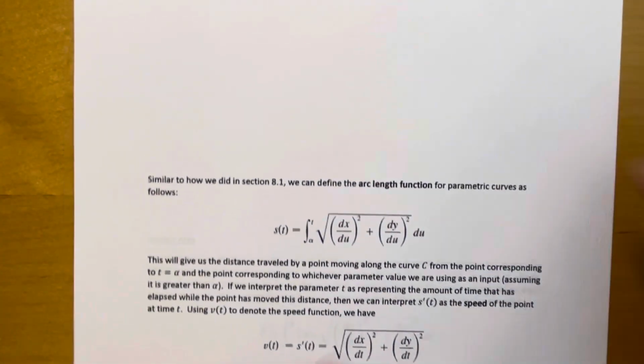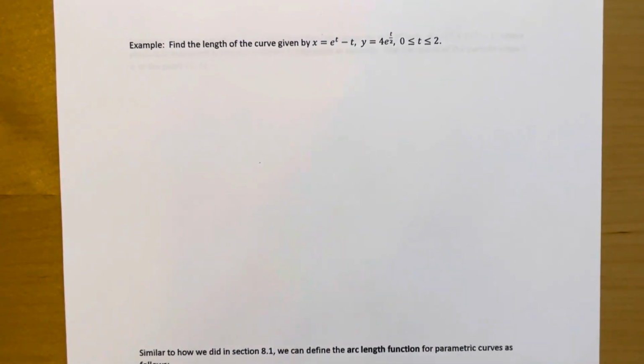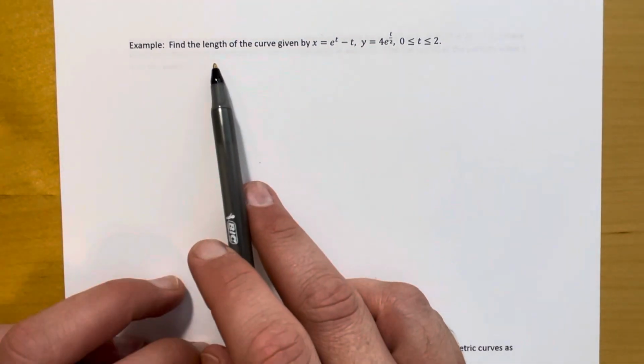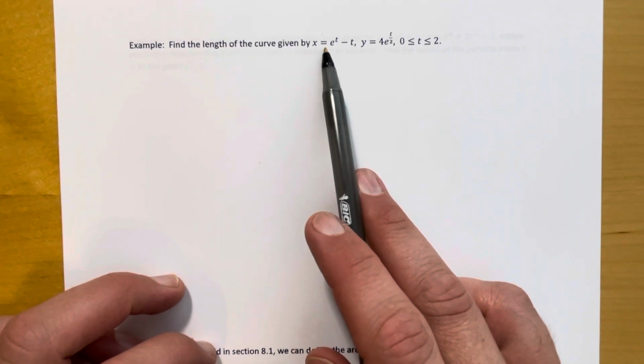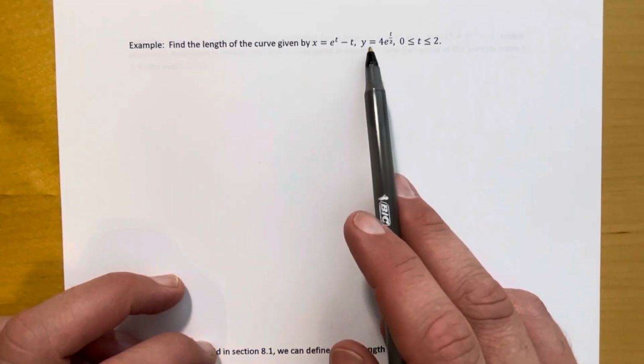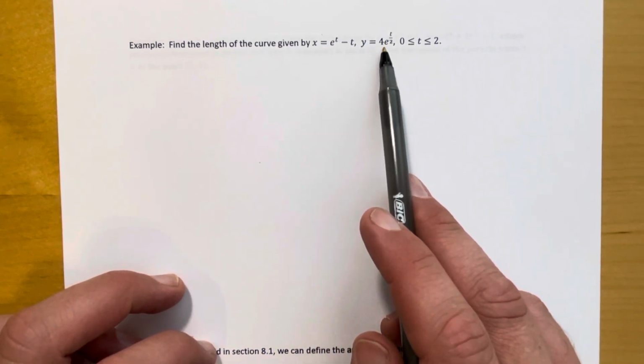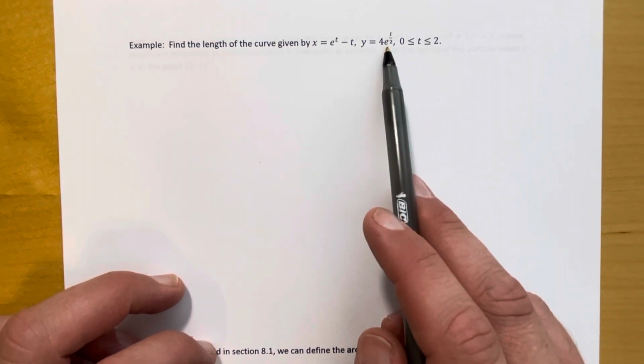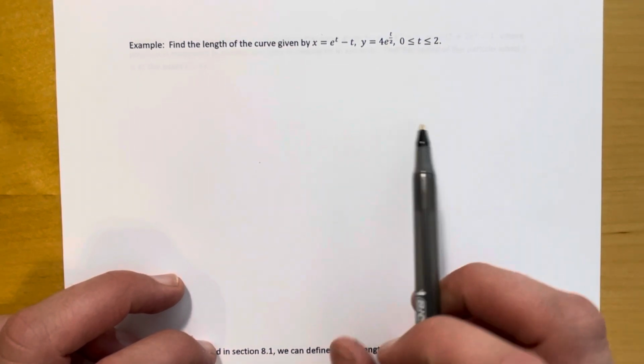So just keep that in mind. But now let's run through an example. For this one, we want to find the length of a curve given by x equals e^t minus t, y equals 4e^(t/2), and t is in the interval [0, 2].